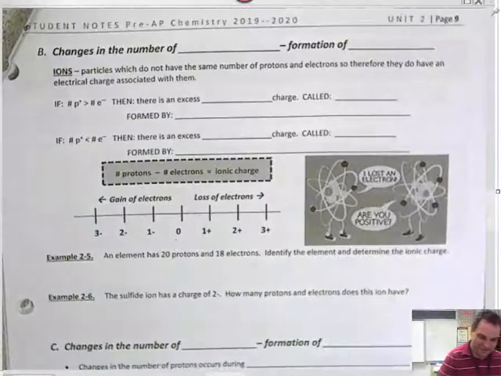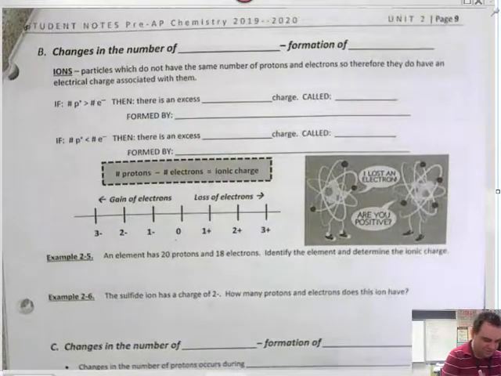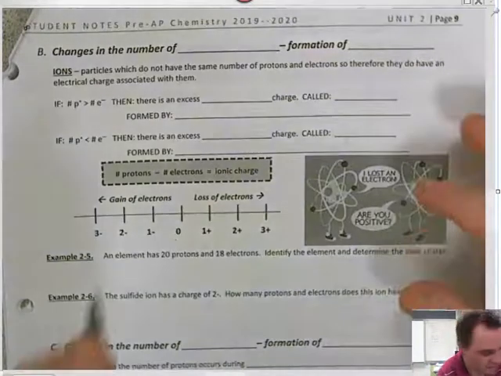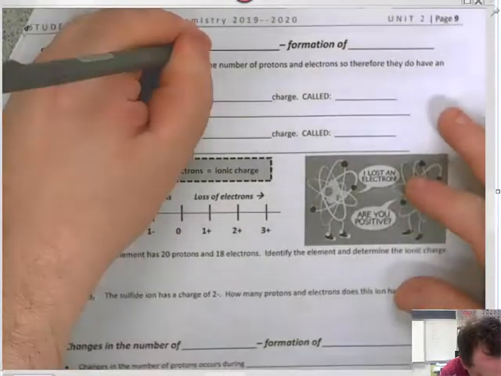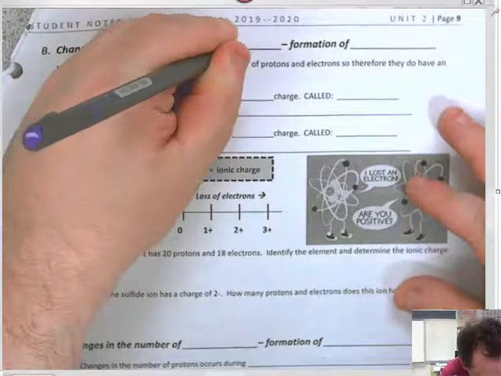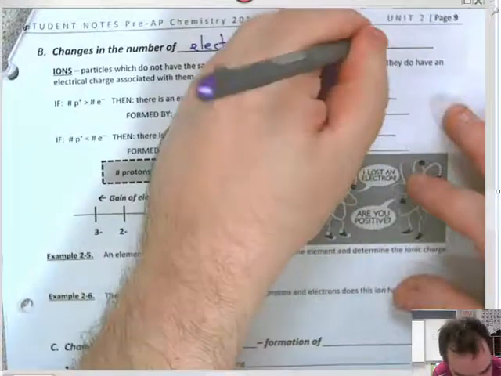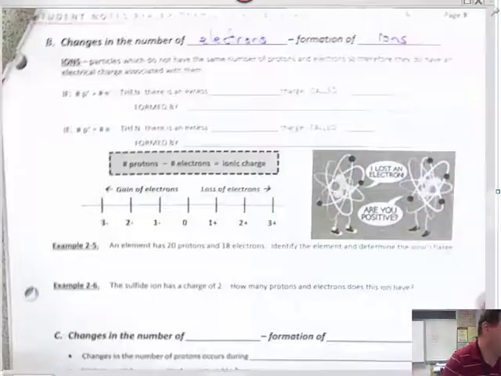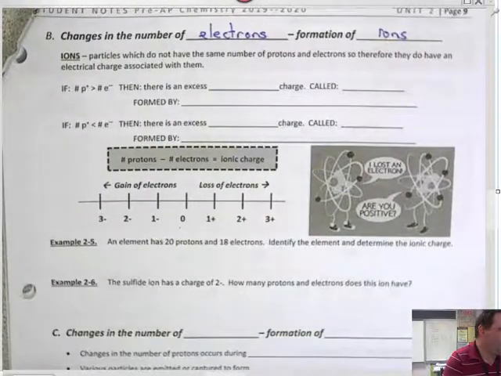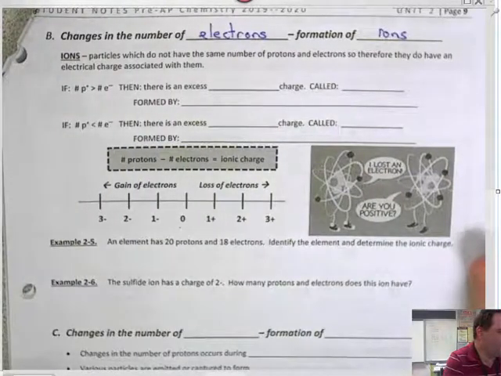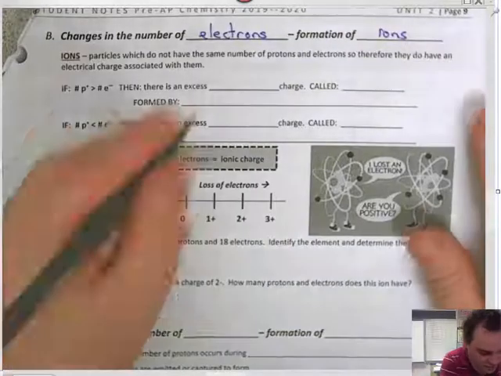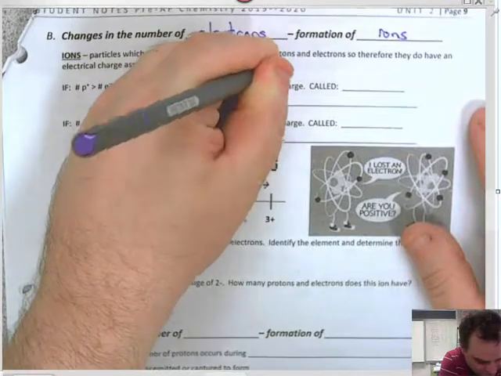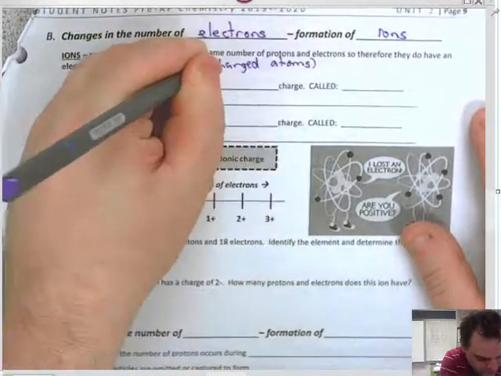Mr. Adam here. We're going to go over nuclear symbols and a little more information about changing numbers of stuff. For instance, changing the number of electrons causes the formation of ions. Ions are particles that have the same number of protons but a different number of electrons. These are charged atoms. That's my definition.